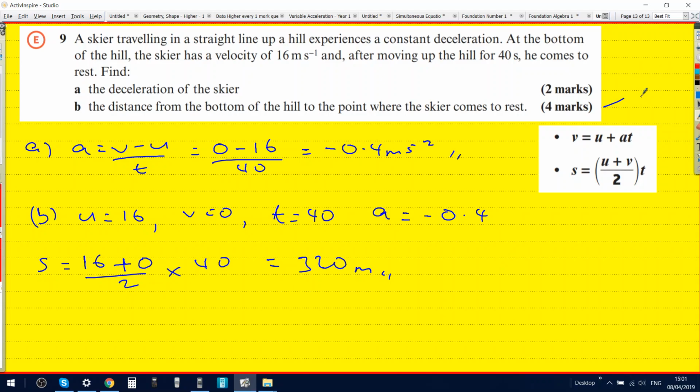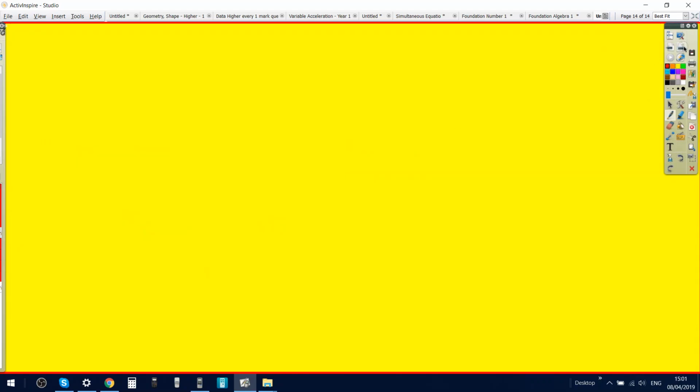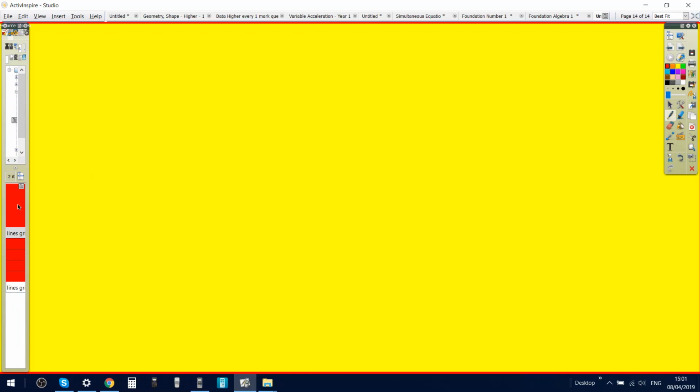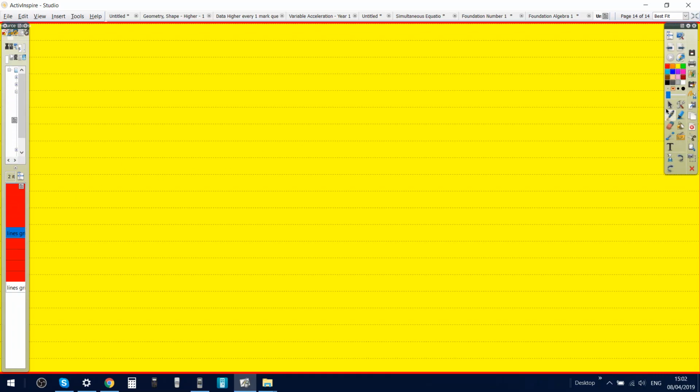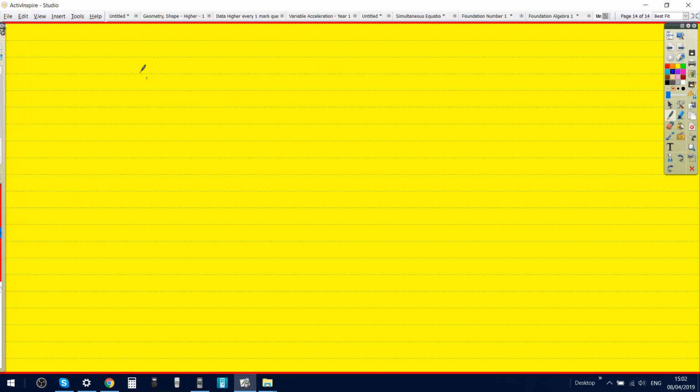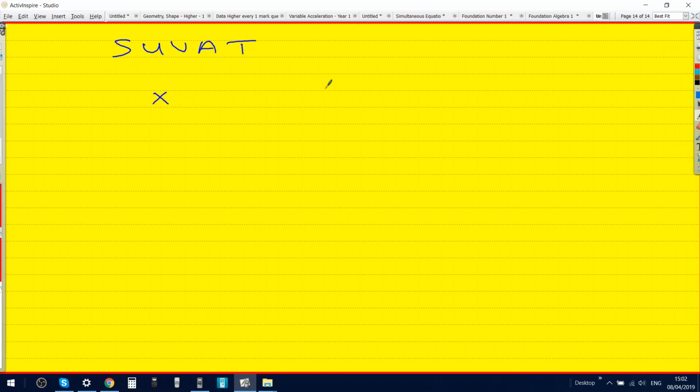Pretty easy showing for maths. The skier has constant deceleration. At the bottom of the hill, the skier has a velocity of 16. Moving up the hill for 40 seconds, he comes to rest. The distance from the bottom to the point where... That's it. So that is those two formulas out of SUVAT. What would you give yourself? Half or tick? A tick, I guess, yeah. Pretty confident on that.